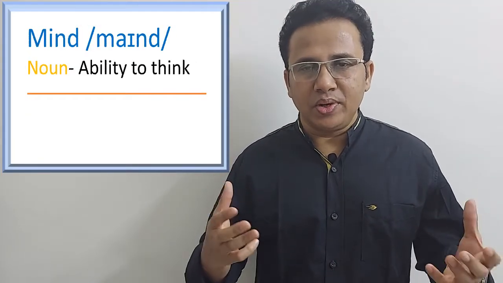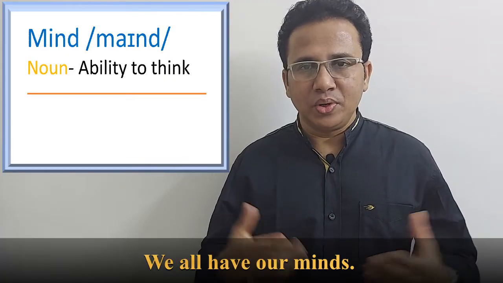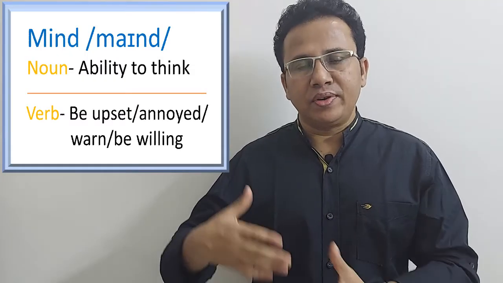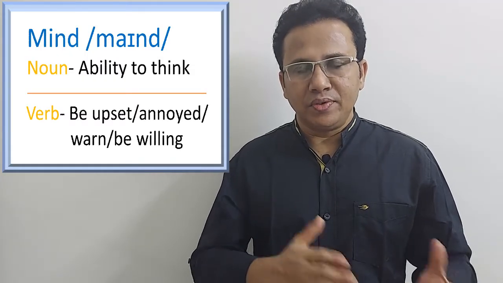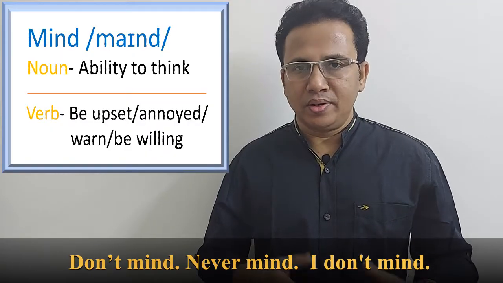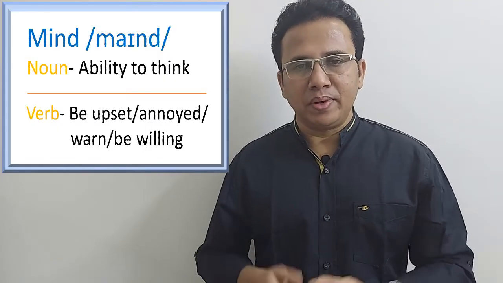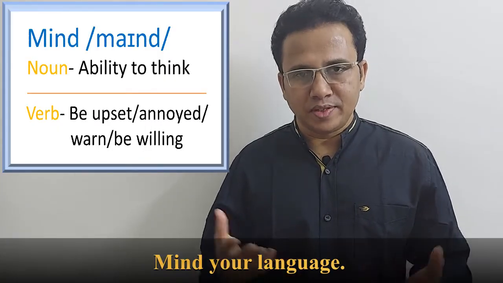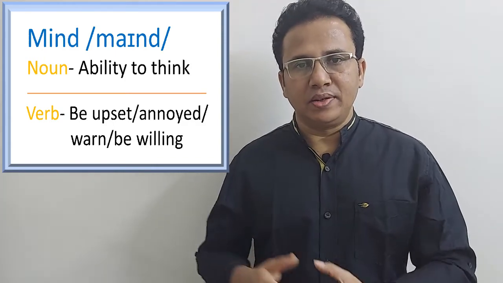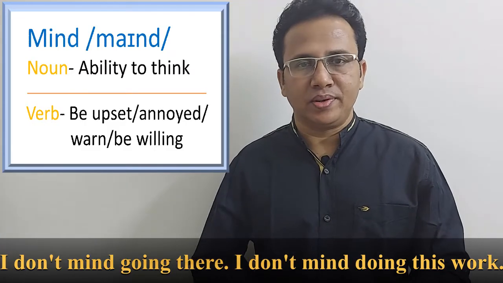Mind. We usually use this word as noun and it refers to ability to think. We all have our minds. And when we use the word mind as verb, it can refer to different meanings. For example, if we want to mean to be upset or annoyed, we can say don't mind, or never mind, or I don't mind. We can also warn some people by using the word mind as verb. For example, mind your language. It can also refer to be willing, like I don't mind going there, I don't mind doing this work.